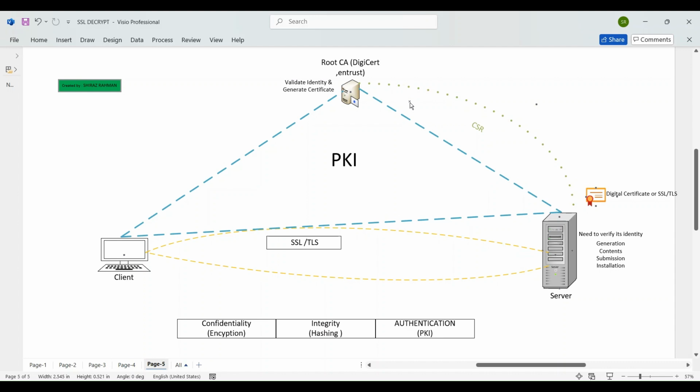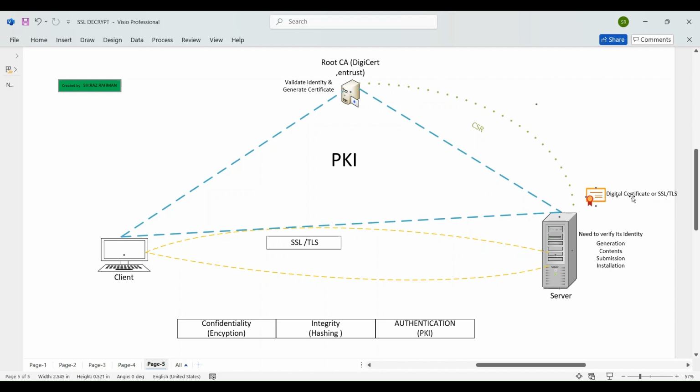So the server has to always prove its identity, right? If you have one bank server abc.com and another is fraudsterabc.com, we need to identify who is the real abc.com. So to validate my identity, I need a certificate. I need an ID proof, and that ID proof in the digital world is called the digital certificate.